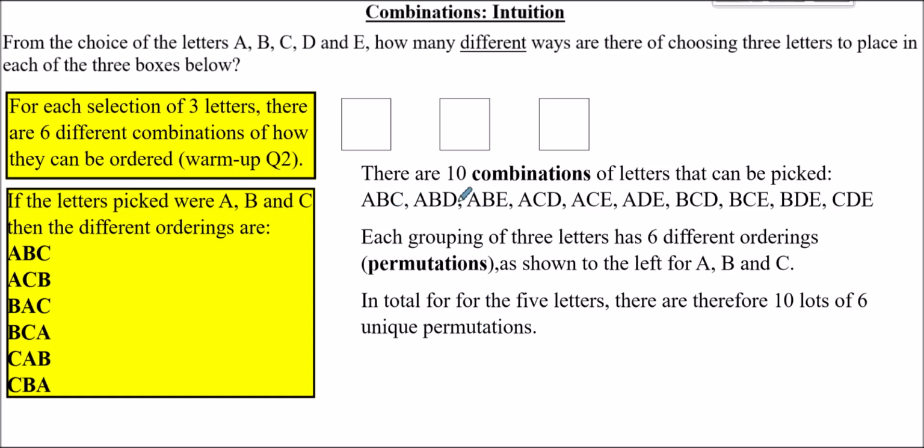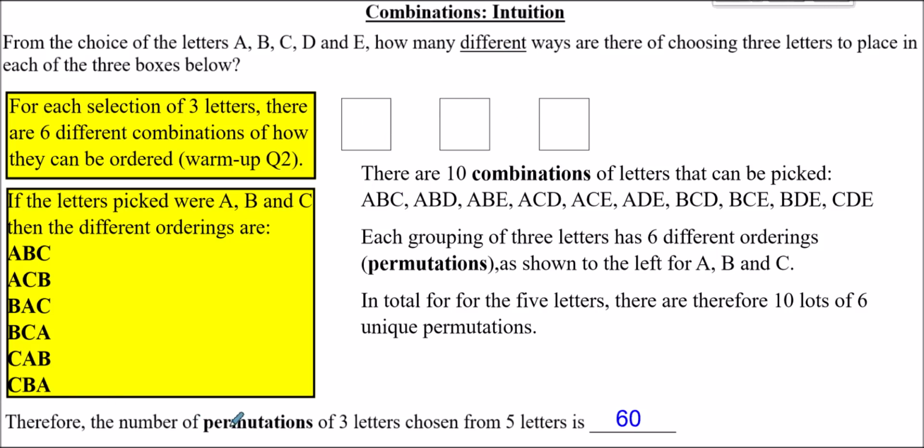Each of these 10 combinations has 6 different orderings. So in total, there's going to be 10 multiplied by 6, which is 60 different ways that these letters could be picked and ordered into these boxes. Therefore, the number of permutations, where the order matters, of these 3 letters chosen from 5 letters is 60. That's a hell of a lot.